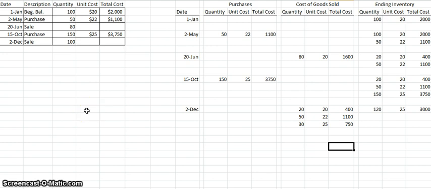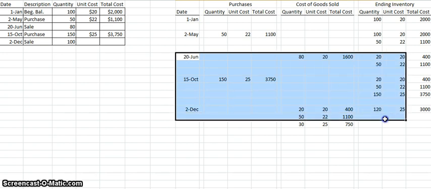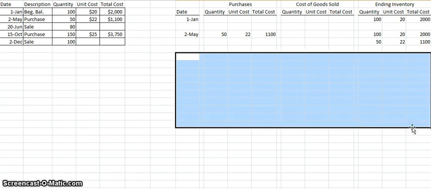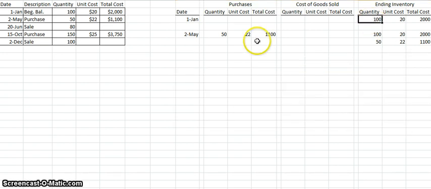Let's do it for LIFO. Same information. Now under LIFO, this beginning balance looks the same. And this purchase also looks the same. So I'm going to leave that data up for us. Okay, because again, so far all you've done is you've got a beginning balance and you bought 50 extra units. So we still bring these down in order. Still have the 100 at $20. You still have the 50 at $22 next.